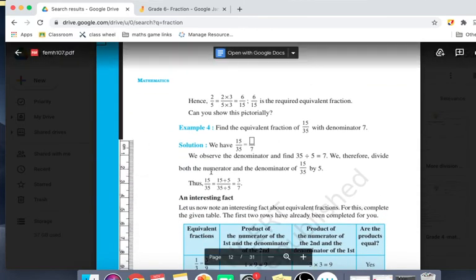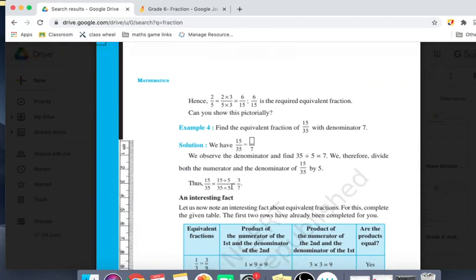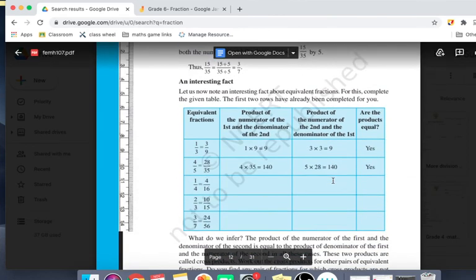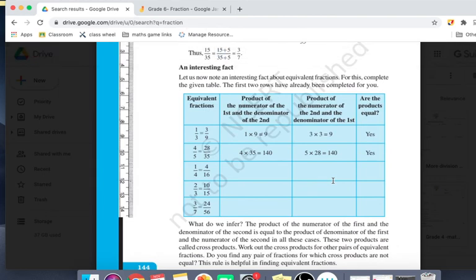See, it is showing 3, right? So 3 is your answer. Okay, now I want you to read these interesting facts.